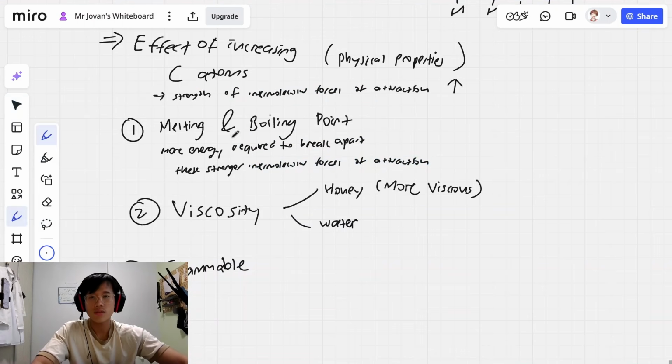And therefore, what happens to the melting and boiling points as the number of carbon atoms increase? Increase.